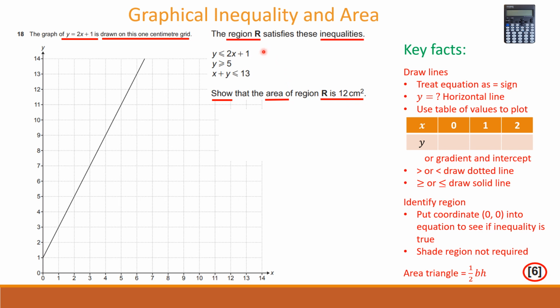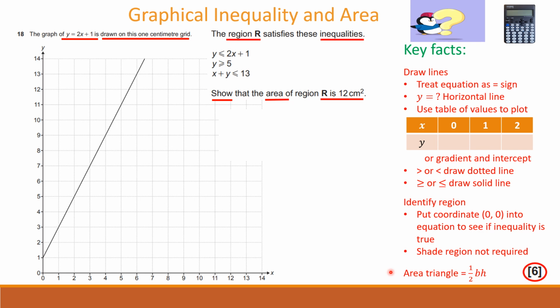Now normally when you've got 3 lines drawn, a 3-sided shape is a triangle, so it is likely that you're going to be working out the area of the triangle. So that will give you a bit of a hint when you're drawing your lines as to which is the required region, because you're looking for a triangle. You're drawing 3 lines, it's got to be a triangle because you've got 3 sides to the triangle.